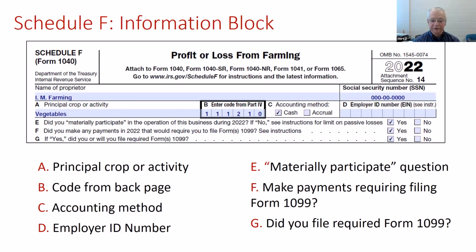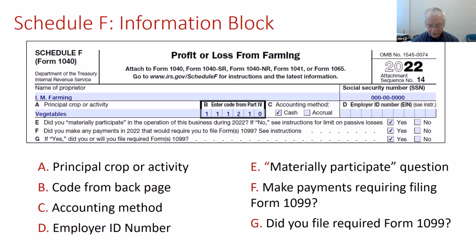On F, the making payments required filing a Form 1099. So there's a rule that if you pay an unincorporated person $600 or more, and that person provides services to you or to the farm, not your personal activity, but to the farm business, then you're required to file a Form 1099 and report that payment to the IRS as well as to the individual by the end of January the following year. If you don't make that payment or you don't file that 1099, there's penalties associated with not filing it.